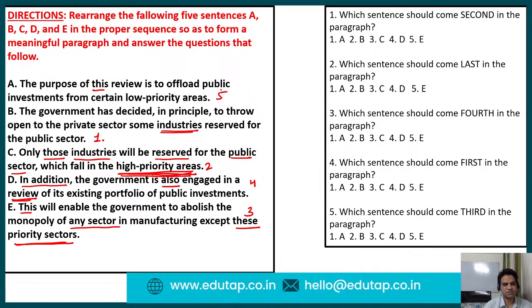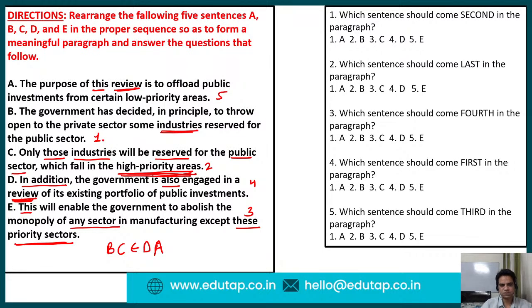The purpose of this review is to offload public investments from certain low priority areas. So this is the connection. This is the chain, review and review in sentence D. So I knew A should be after D. So the correct sequence should be, guys, B first, then C second, E third, D fourth, and A fifth sentence. So B, C, E, D, A. That should be the correct sequence. Once you have found the correct sequence, guys, now 5 marks are waiting for you.